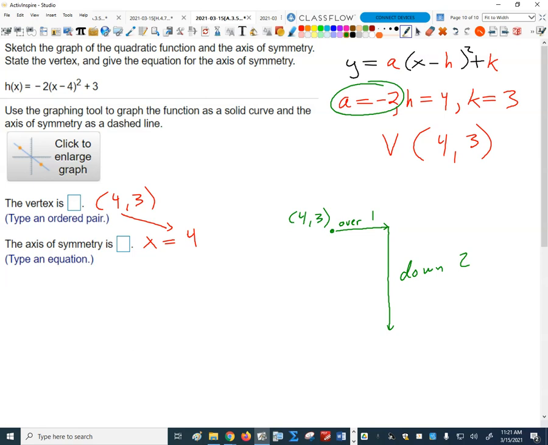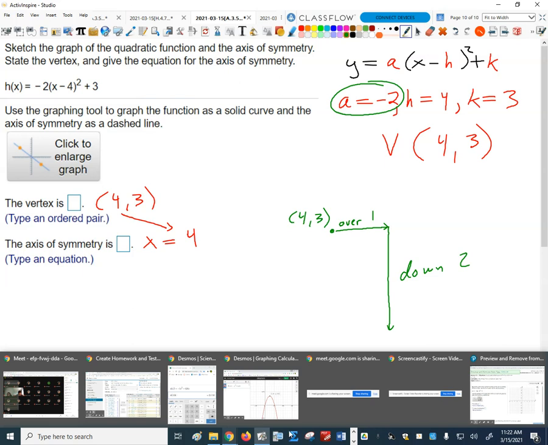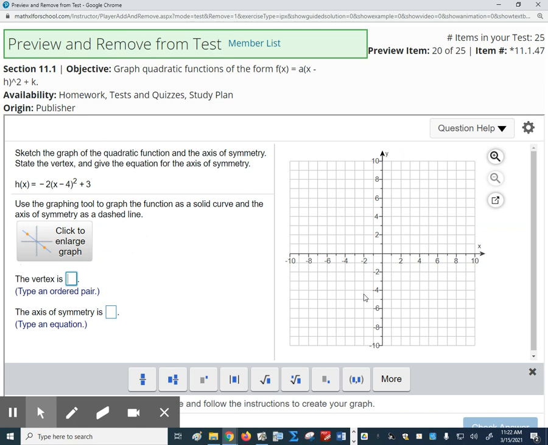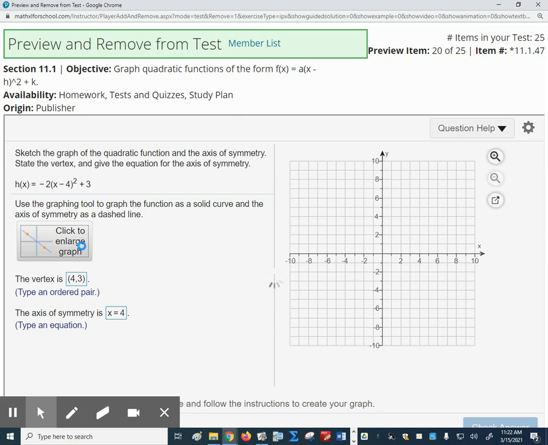So let's go to this problem on the test. Oh, and notice they want us to do 2 things here. You got to read these questions carefully. It says use the graphing tool to graph the function as a solid curve and the axis of symmetry as a dashed line. Okay, so you guys already told me the vertex was at 4, 3. Axis of symmetry was x equals 4. Now we just have to graph it.